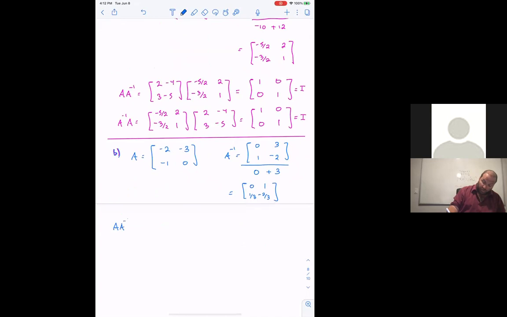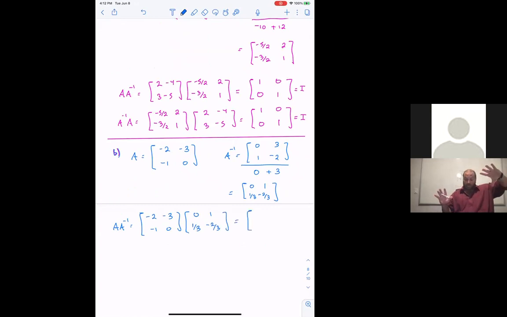Well, what is A inverse? -2, -3, -1, 0 times 0, 1, 1/3, -2/3. Those two flip, those change sign. Aha. This should be 0 minus 3. Whoops. So -1, -1/3, +2/3.